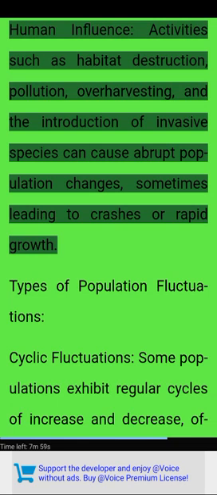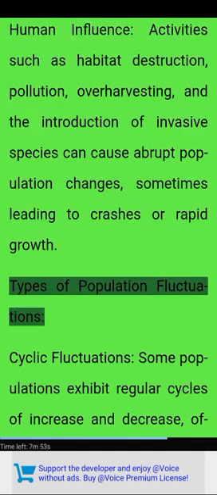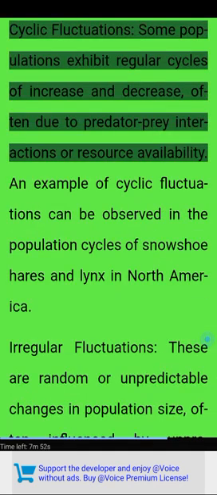Human influence. Activities such as habitat destruction, pollution, overharvesting, and the introduction of invasive species can cause abrupt population changes, sometimes leading to crashes or rapid growth. Types of population fluctuations. Cyclic fluctuations. Some populations exhibit regular cycles of increase and decrease, often due to predator-prey interactions or resource availability.